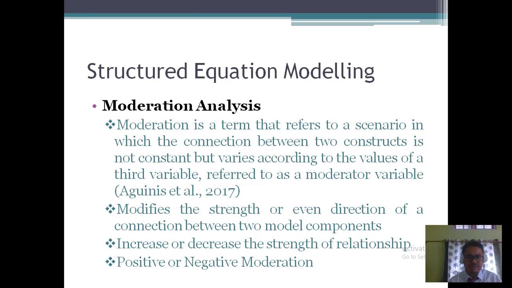Also, structure equation modeling can help to perform moderation analysis. Moderation analysis or moderator is a term that refers to a scenario in which the connection between two constructs is not constant but varies according to the values of the third variable referred to as moderator variable. A moderator variable modifies the strength or even direction of the connection between two model components. It can increase or decrease the strength of the relationship. Moderation can be positive or negative.